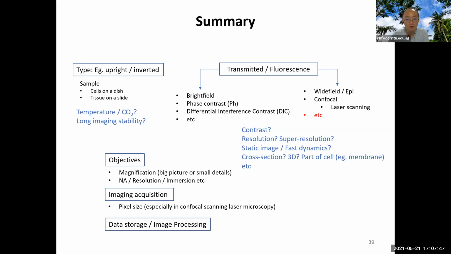For example, if you want to increase the resolution, you can use the super resolution microscopes, the same PALM and STORM. You also need to think about whether you are just taking a static image. Are you tracking proteins or looking at fast dynamics? Are you looking at sections? If you're looking at sections, maybe confocal. Are you going to do a Z-stack, like a 3D reconstruction, or looking at certain parts of the cell, like the membrane?